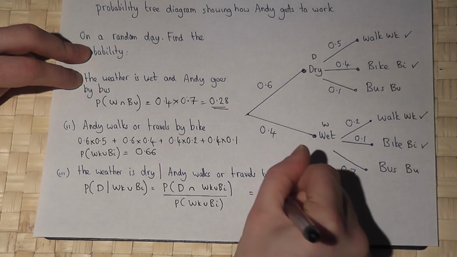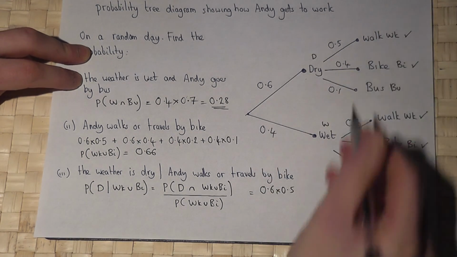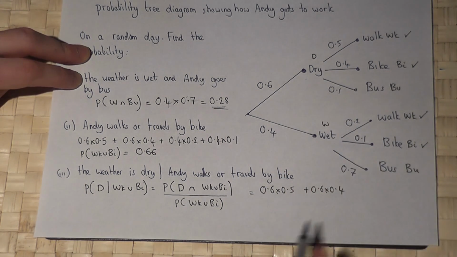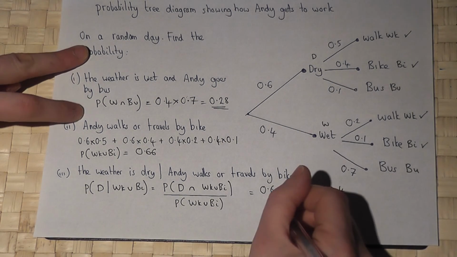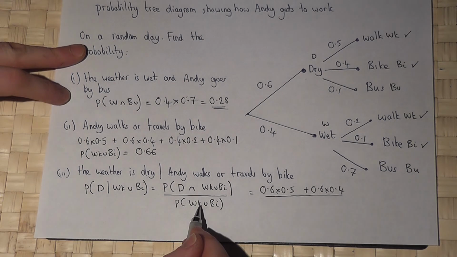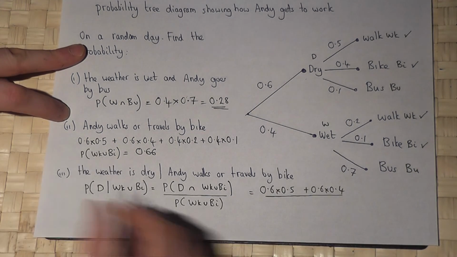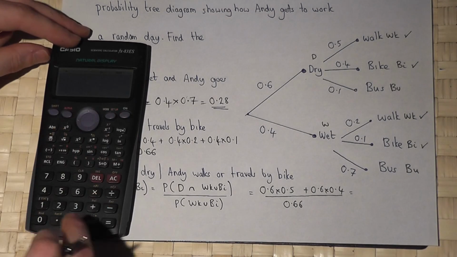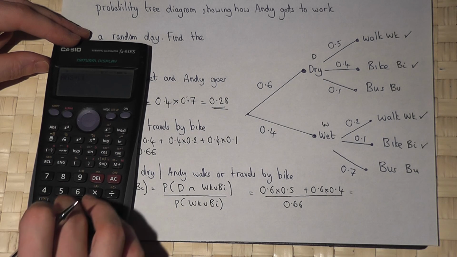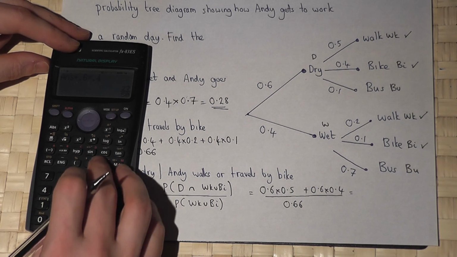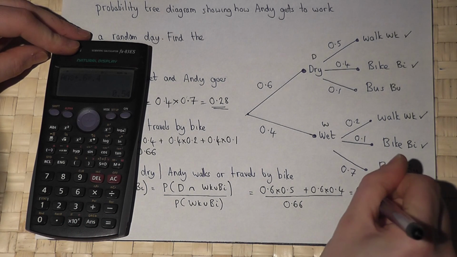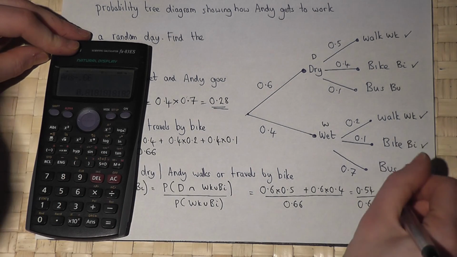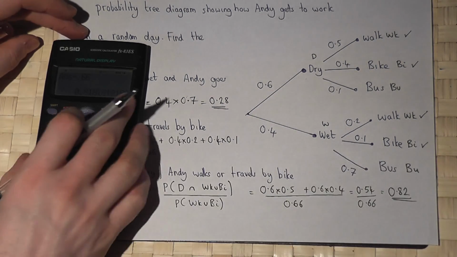So the top is just 0.6 times 0.5. It's that option or it's that option. So dry and walks or dry and bike. All divided by walks or bike. And that was the calculation from part 2, which was 0.66. So I just enter that into my calculator. So 0.6 times 0.5 plus 0.6 times 0.4 is 0.54. So it's 0.54 over 0.66, which is 0.82 to 2 dp.